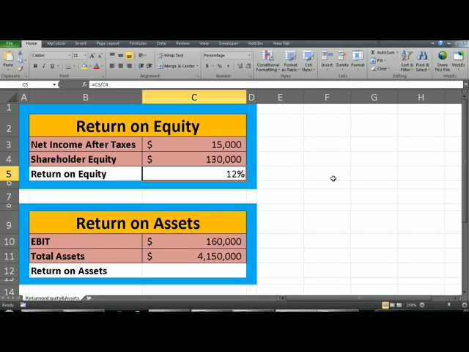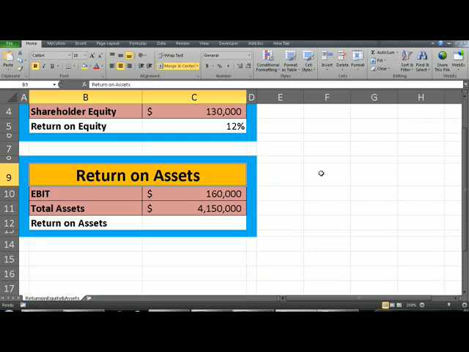The idea here is to use this and apply it to a range of circumstances, whether it be investing, or comparing this calculation with your competitor. You get the idea. The next ratio that I'm going to look at is return on assets.